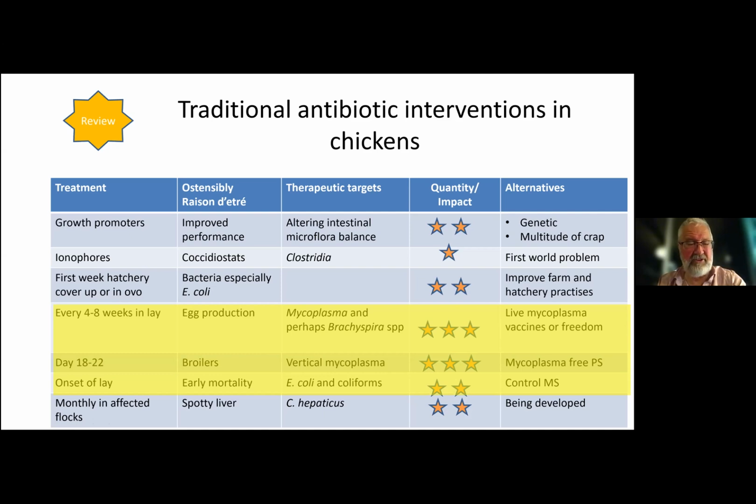The next three ones I've just put in yellow, they're all mycoplasma, and things like giving antibiotics every 4 to 8 weeks in lay, or day 18 to 22 in broilers. These are because of mycoplasma that you get benefits to these. And also this E. coli at the beginning of lay, you also can get some benefits by controlling MS there.